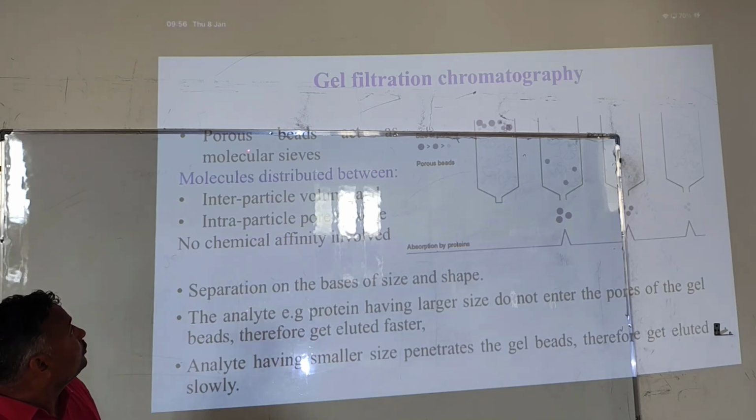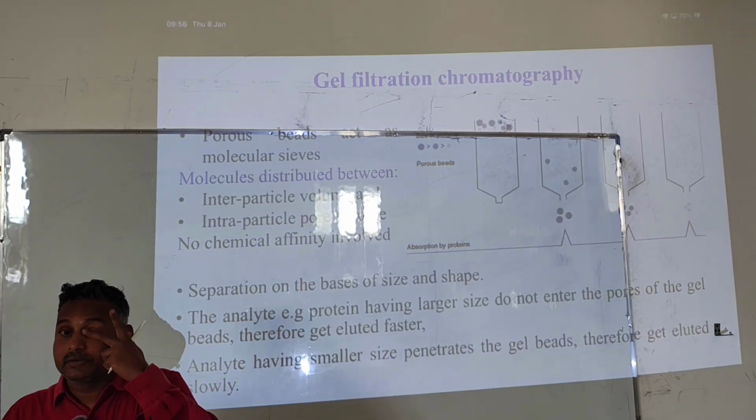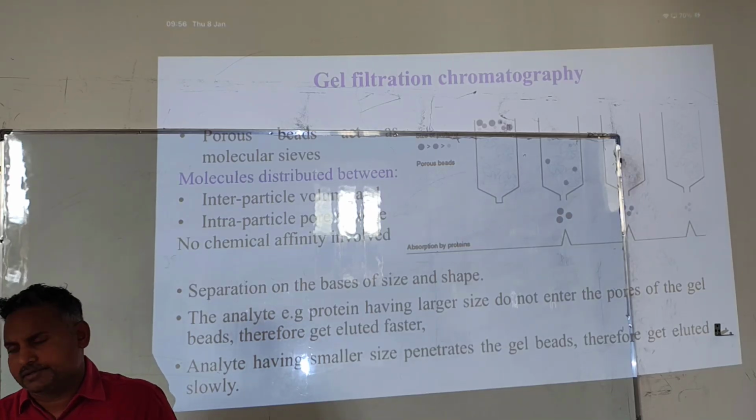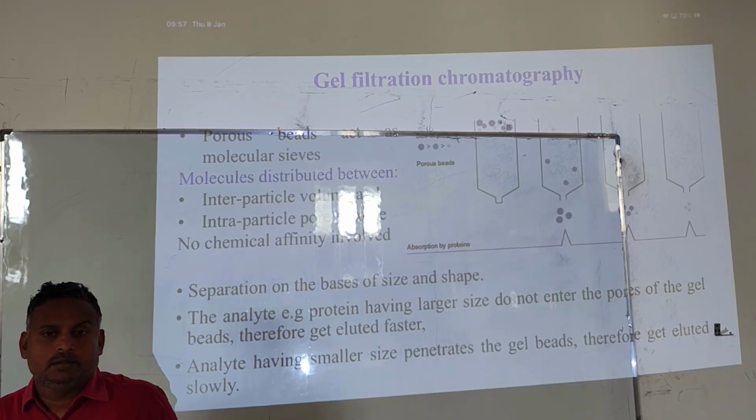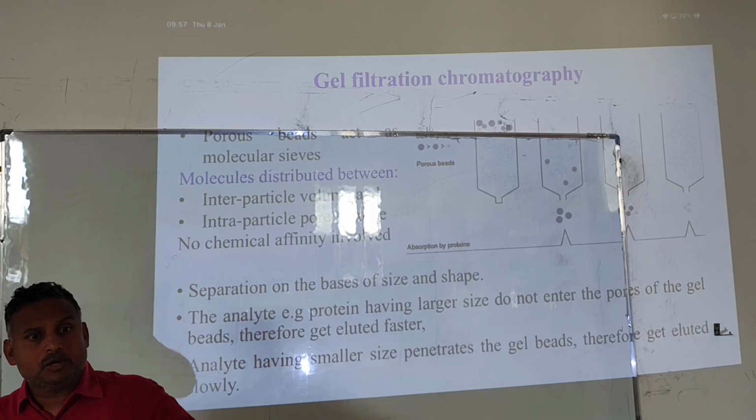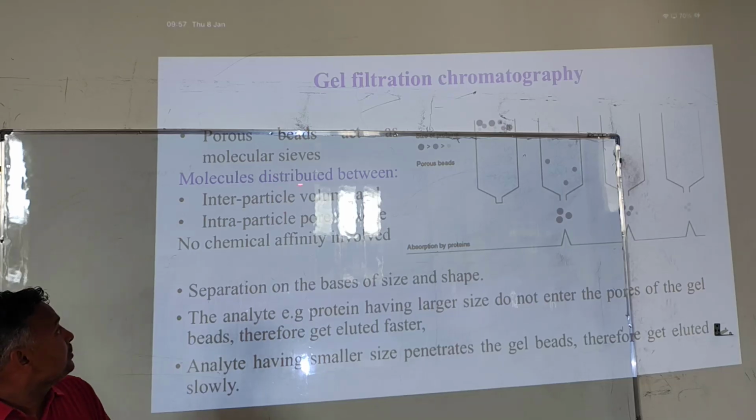So porous beads act as molecular sieves. So it will be sieving molecules. But the sieving phenomenon is opposite to the natural phenomenon. Okay? Bigger molecules will go faster and smaller molecules slower. Molecules distribute between interparticle volume and intraparticle pore volume.